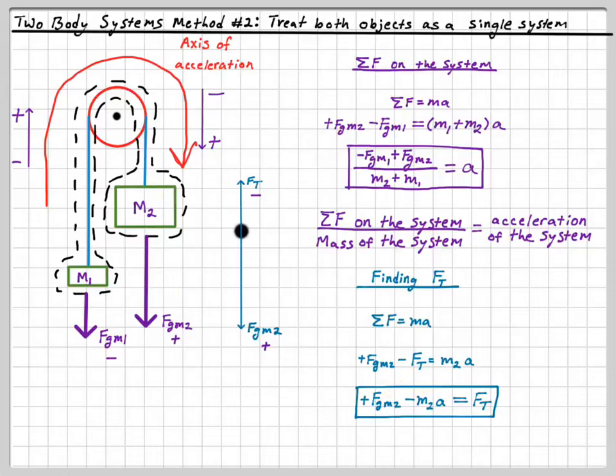Again, I think the key to what we talked about is when we want to find acceleration, we want to treat both objects as one system. On the other hand, when we want to find force tension, we need to focus on a single object because we need force tension in our net force equation in order to be able to solve for it. All right, I hope that's helpful.